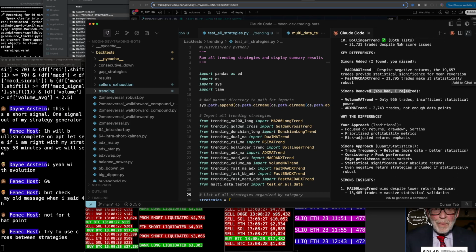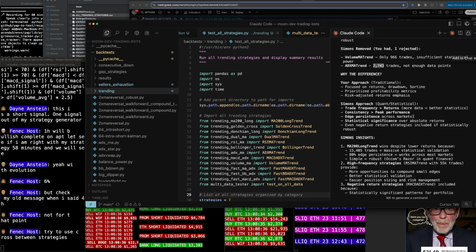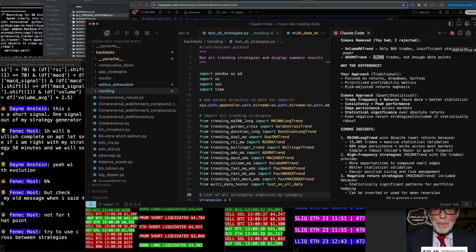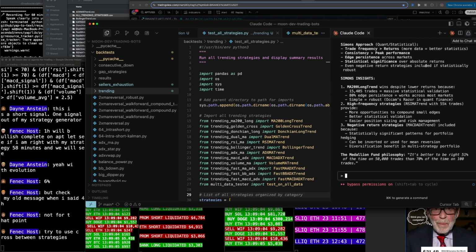Simons removed what you had, I rejected. He removed 966, 2743, the ADX MA trend. So why the difference? Your approach is traditional, focused on returns, drawdown, Sortino, prioritizing profitability metrics and risk-adjusted returns. Simons' approach, the quant statistical one, prioritizes trade frequency over returns. More data equals better statistics. Okay, that's fair. Consistency over peak performance. Edge persistence across markets. Statistical significance over absolute returns. Even negative return strategies are included if statistically robust.